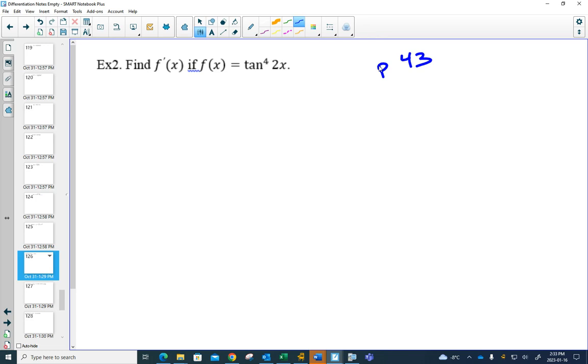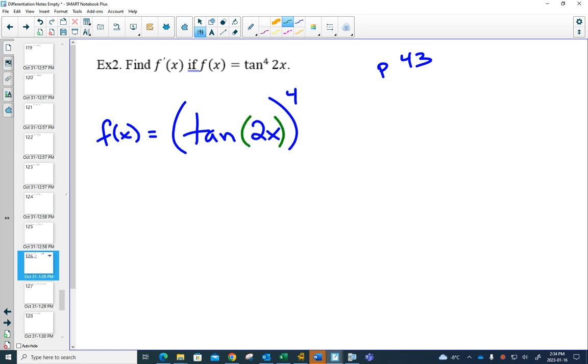When you have your... I wanted to start with this one because this is a chain rule inside of a chain rule. It's a double chain rule. When you have powers with sine, cos, and tan, sometimes it's nice to rewrite them like this for the purpose of finding the derivative. So this is still f of x equals, but now I can tell that the tan 2x is inside the power of 4. And I can see that the 2x is inside of tan.